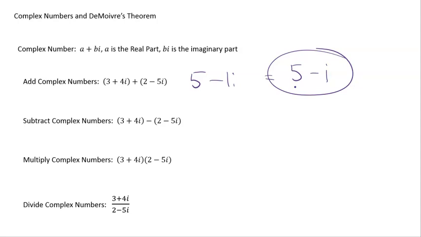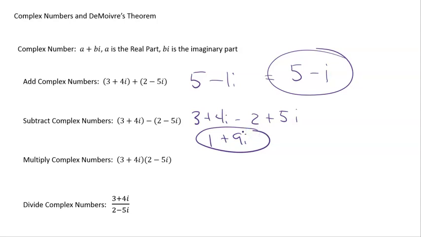Same method. You subtract the real parts and you subtract the imaginary parts, but be careful because this subtraction does apply to both of these terms inside the parentheses. I would distribute first. So you could write this as 3 plus 4i minus 2 plus 5i, and then just add like terms. So 3 added to a negative 2 is going to be 1. 4i added to 5i is plus 9i.